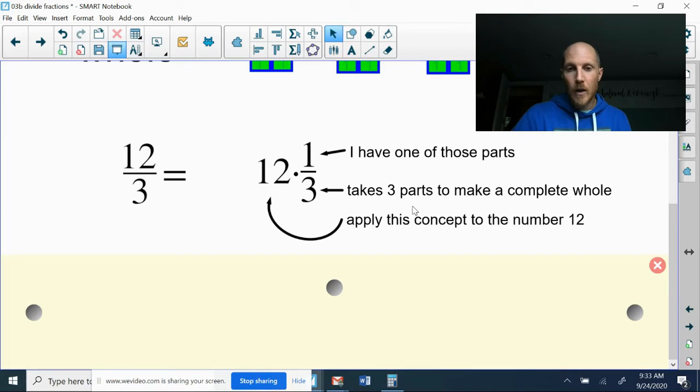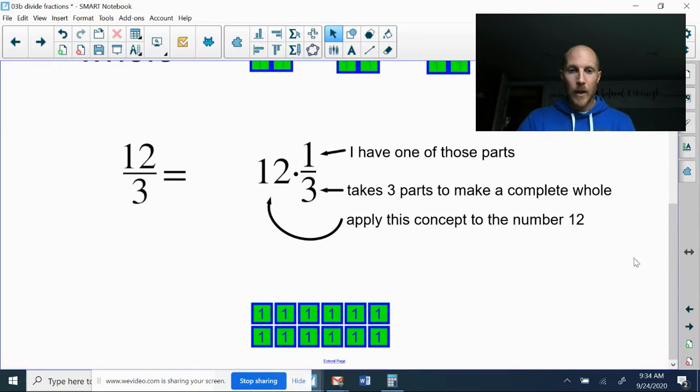Okay, so the bottom number of the fraction, the denominator, tells me how many parts it takes to make one complete whole, right? It takes 3 parts to make one complete whole. I have one of those parts. That's what the numerator tells me, right? The denominator is how much it takes to make a whole. The numerator is what number of those parts do you have? Okay, so I'm going to take that fraction and apply it to the whole number 12.